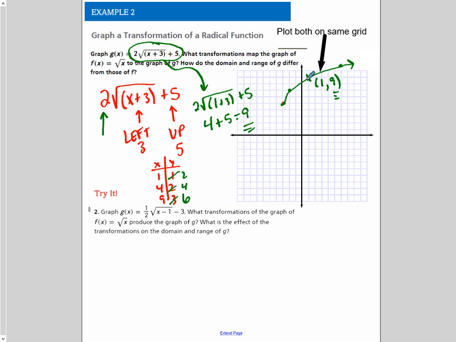Okay, so at this time, I'd like you to go ahead and try the try it that you see here. I'm going to clear the screen. I want you to pause the video, try it on your own, and then play it and see how you did.